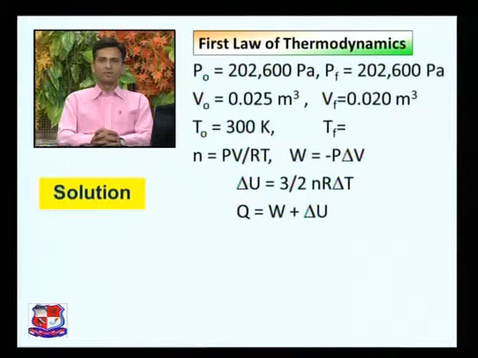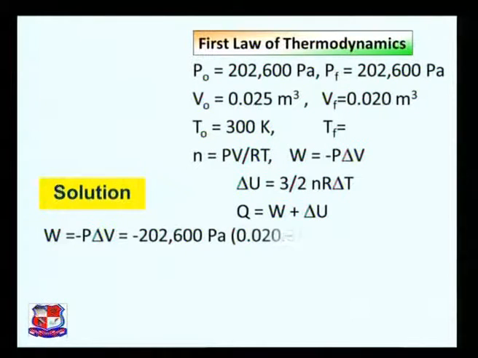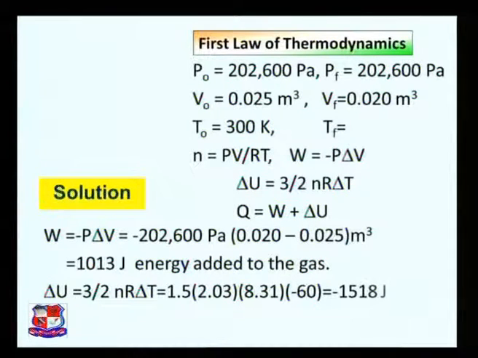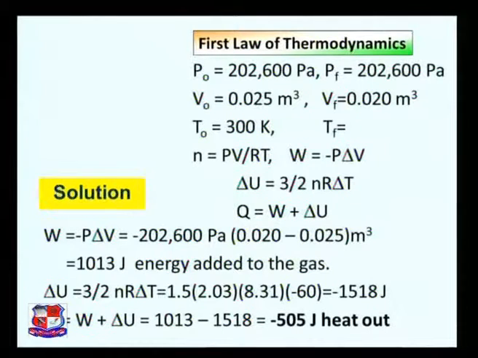An equation that we know, PV is equal to nRT, so n is equal to PV upon RT. Work done W is equal to minus P dV. Delta U is equal to 3 by 2 nR delta T, and Q is equal to W plus delta U. These equations we have derived. Now W is equal to minus P dV. P means the pressure, that is 202,600 Pascal, into change in volume. Final volume is 20 liter, initial volume is 25 liter, so 5 liter is the volume.